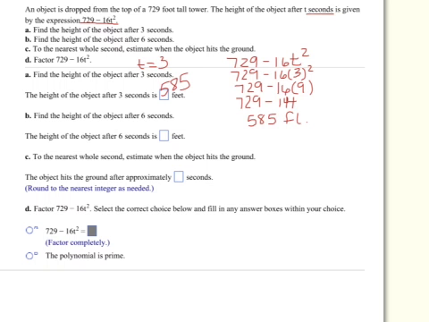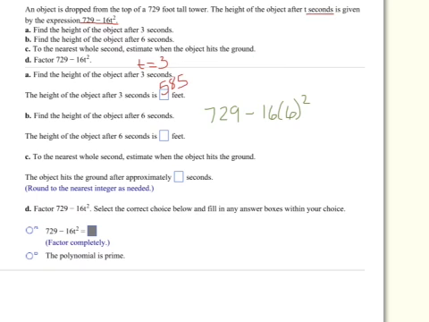Now, I'm going to do B the same way. This time I'm going to replace the t with 6. So replacing the t with 6, I've got 729 minus 16 times 6 squared. 6 squared is 36. 16 times 36 is 576. Then I'll subtract, and 729 minus 576 is 153 feet. So after 6 seconds, the object is 153 feet from the ground.